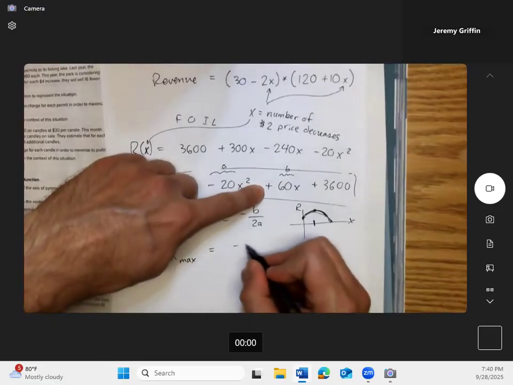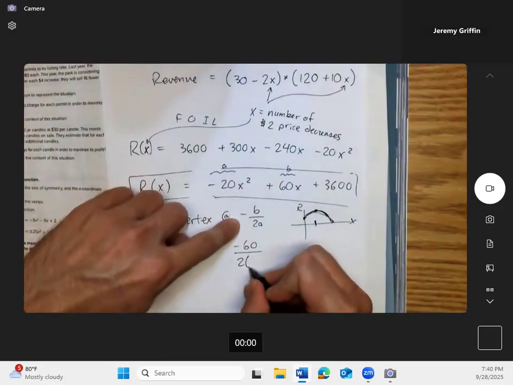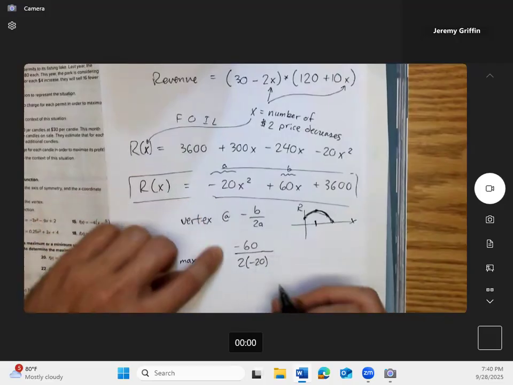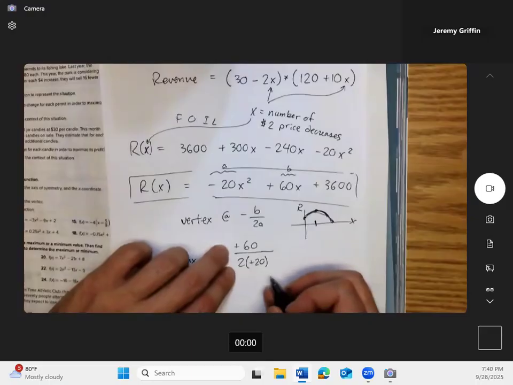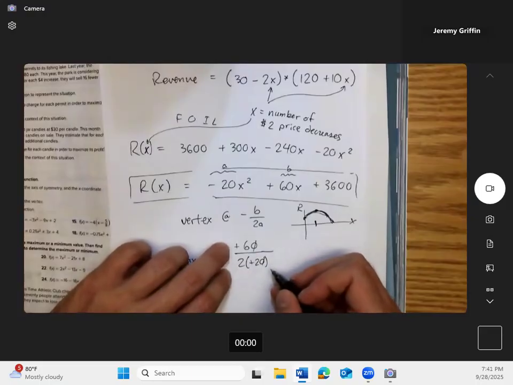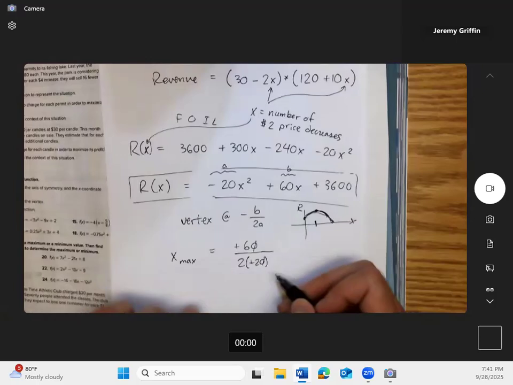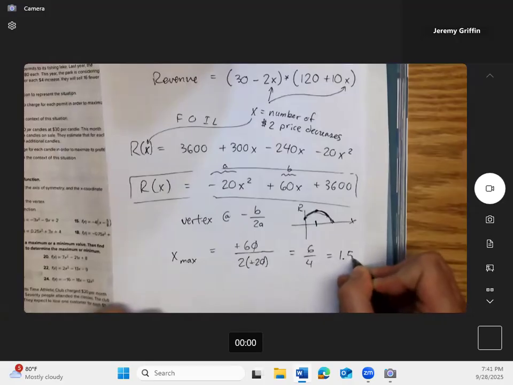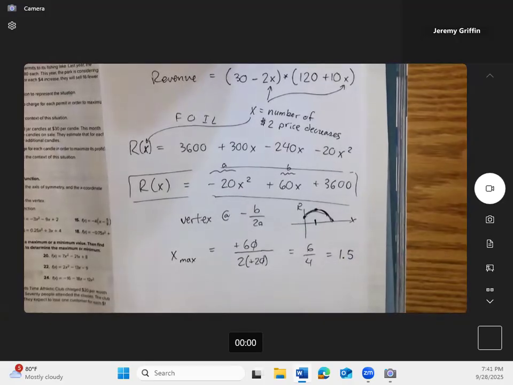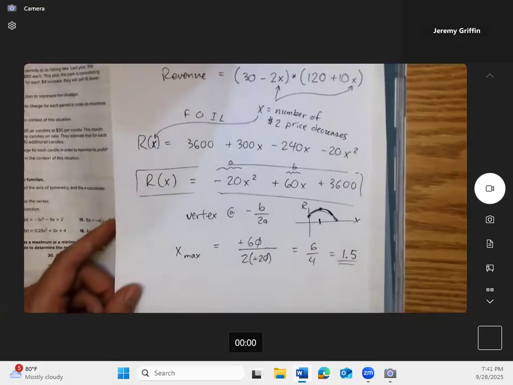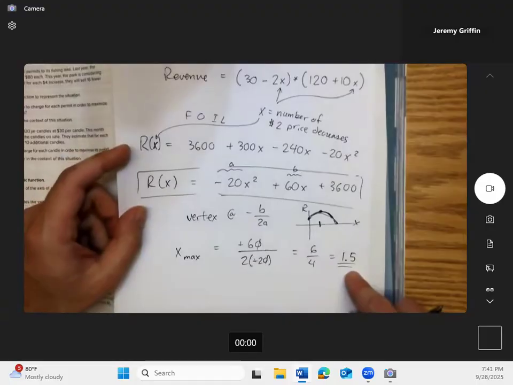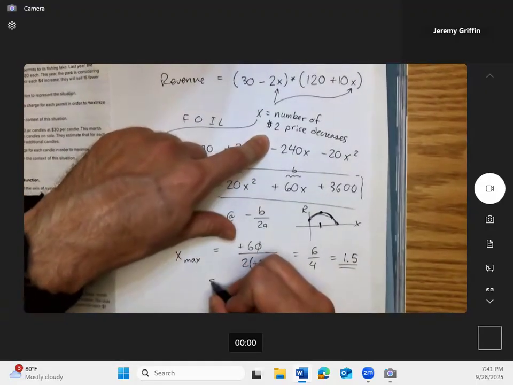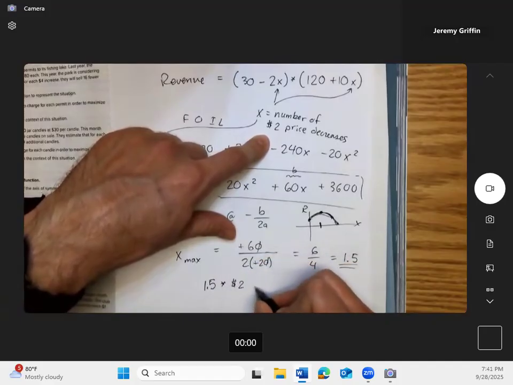So it's at negative 60 over 2a, where a is negative 20. The negatives cancel, and that's 6 over 4, which is 1.5. That's interesting. I was looking for a whole number, but it didn't have to be a whole number. So 1.5 of these incremental price decreases, 1.5 times $2, would represent a $3 decrease.